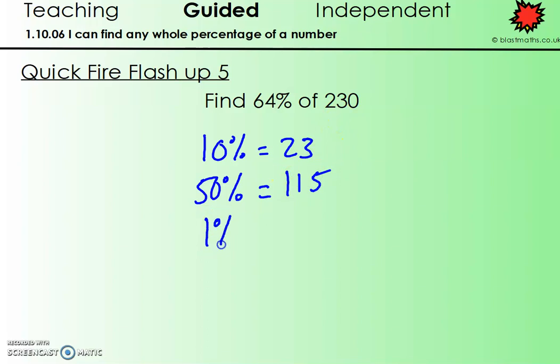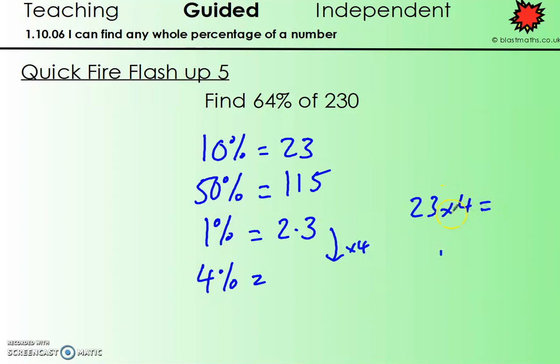And I'll get 1%. My 1% is 2.3. And I need 4%. So to work out 4%, we times this by 4. So if I do 23 times by 4 and double again, so 46 doubled again, then gives me 92. So 2.3 times by 4 will then be 9.2, so that's 9.2 is my answer there.